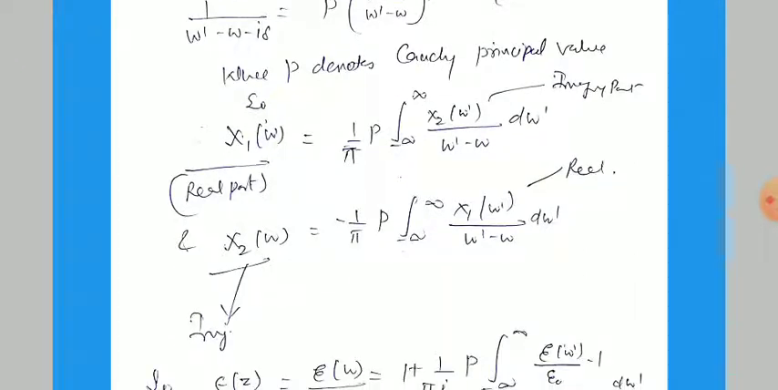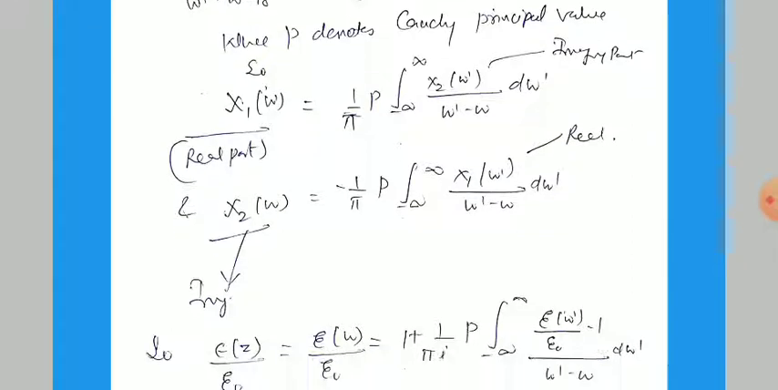then we write χ2(ω) = −(1/π) P ∫ from −∞ to +∞ of χ1(ω′) dω′ / (ω′ − ω), where P is the principal value. This is the real part, so these are correlated to each other.